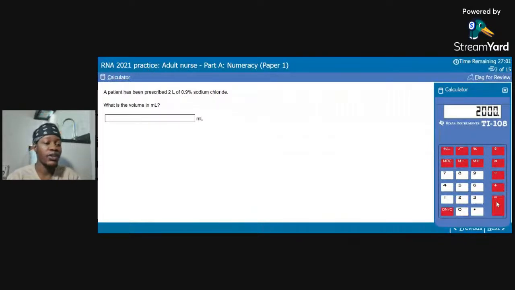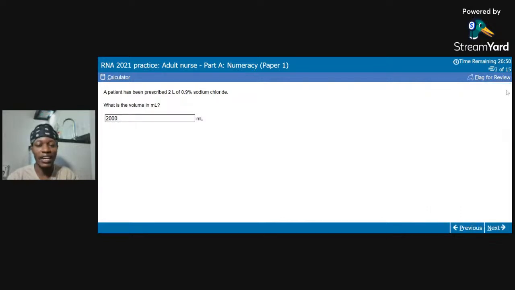Maybe. We got 2000. So I'm just gonna go ahead and put 2000. You don't need to put a comma in there. Anything that is different from your specific numbers, please don't put it. And since we've been given our units, you don't need to put in the units. So we're just gonna go ahead and press next.